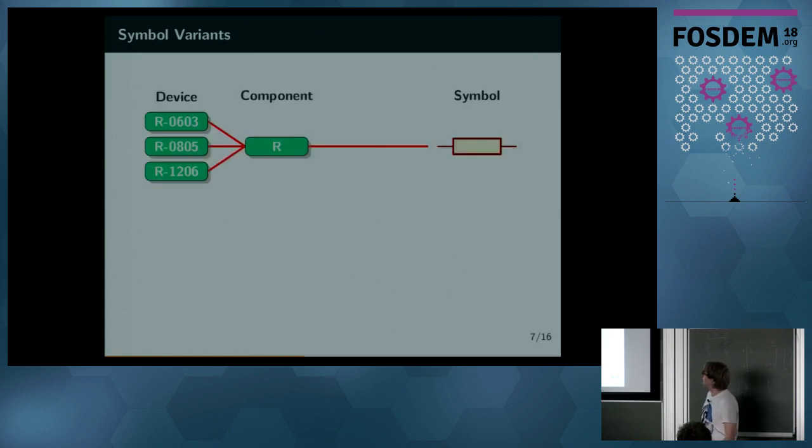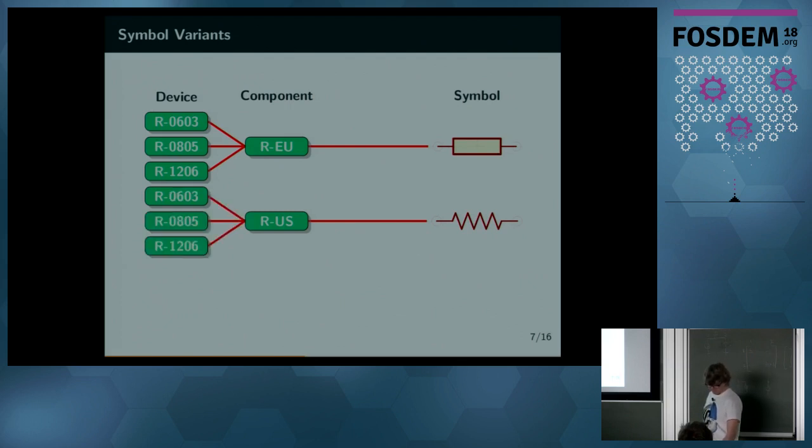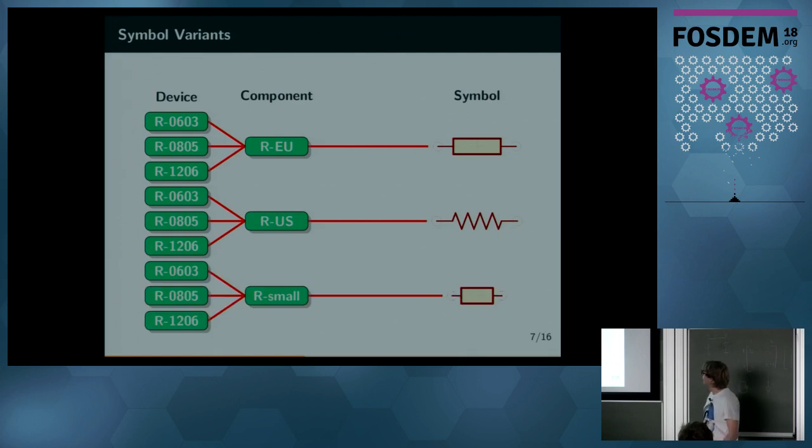For example, in Eagle, it looks like this. So if you have a resistor component and its resistor symbol, and the resistor has, for example, 3 devices, it looks like that. And if you want to have an American resistor symbol, you have to create an American resistor component. And you can't use the devices from the European resistor, so you have to copy them. And maybe there is even another variant of the symbol, and you have many duplicates of devices. And this is quite a mess, so the quality of the library gets worse and worse.